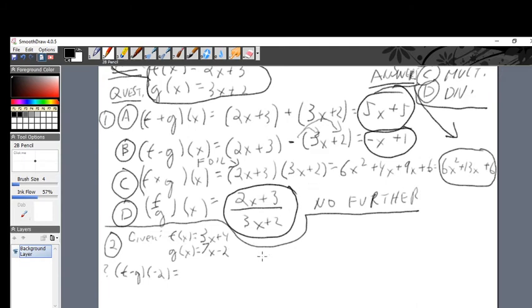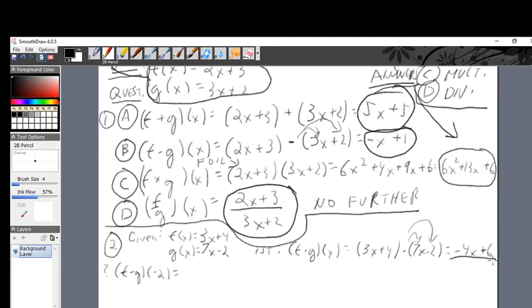So first find f minus g of x, just like we did right over here. So we take 3x plus 4 minus 7x minus 2. The minus works on this and on this. 3x minus 7x is minus 4x. And plus 4 and minus minus 2 is plus 2. So it's 4 plus 2, which is positive 6.